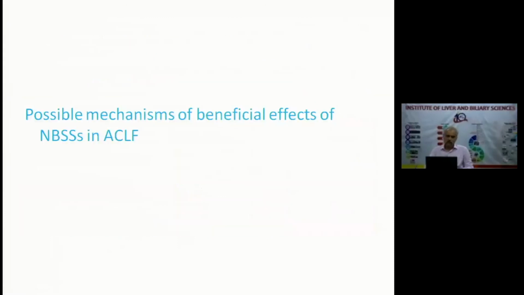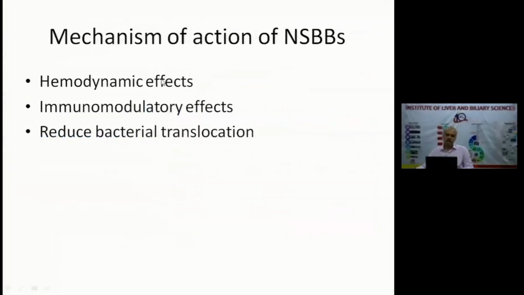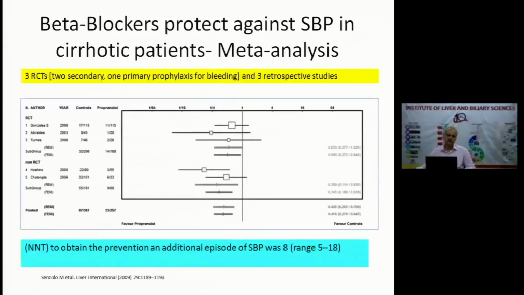So what could be the possible mechanisms of beneficial effects of non-selective beta blockers? The hemodynamic effects of non-selective beta blockers are well known. Immunomodulatory effects are possible, and there is evidence of reduced bacterial translocation on beta blockers. This was a meta-analysis which showed that beta blockers protect against SBP in cirrhotic patients, and the number needed to treat to prevent one additional episode of SBP was 8, with a range of 5 to 18.